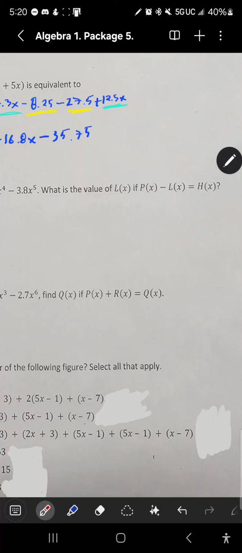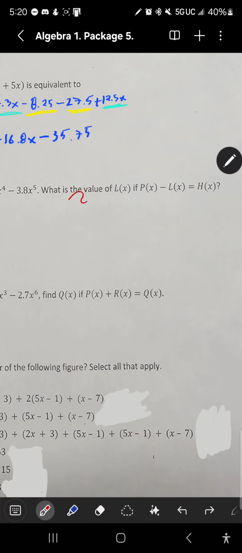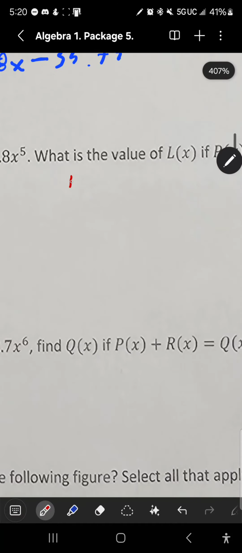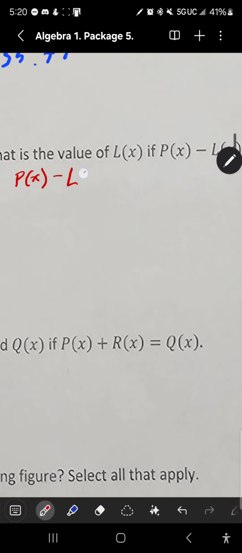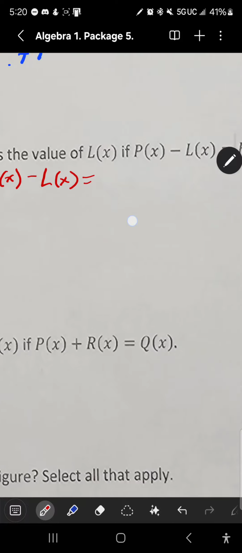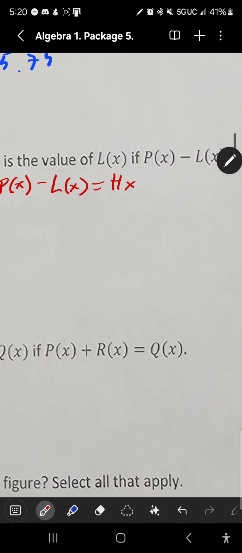First of all, they ask what is the value of l(x). So I have p(x) minus l(x) equal h(x), and I'm trying to solve for l(x). They are asking for l(x).